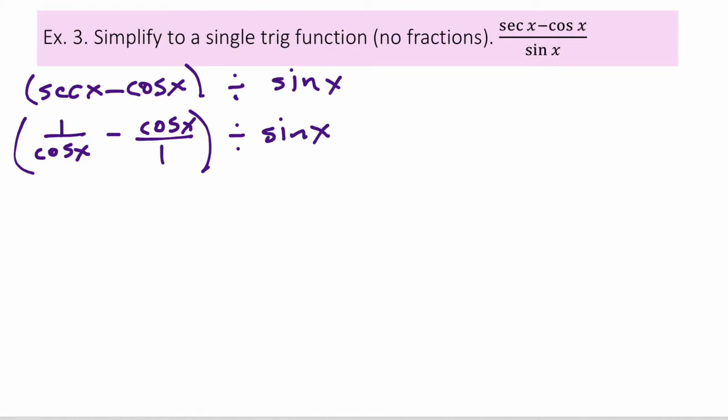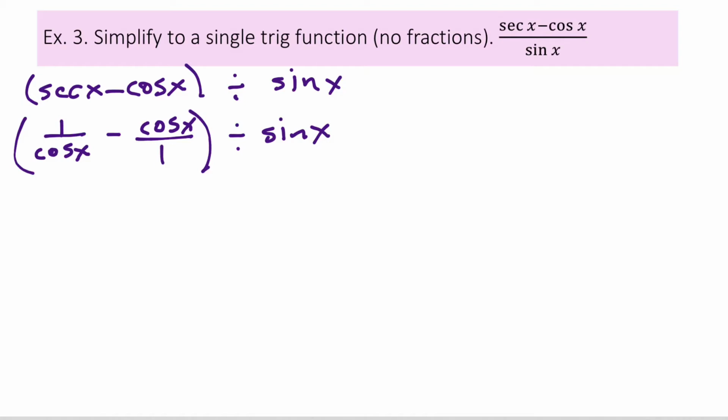So our strategy here is going to be to combine these two into one fraction and then divide by the sine of x. And the reason we want to do that is so that we can try to cancel out the sine of x here.